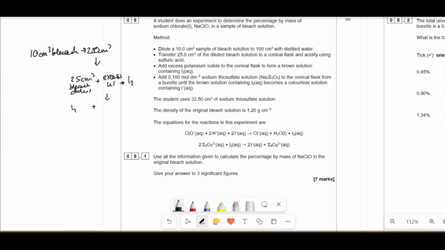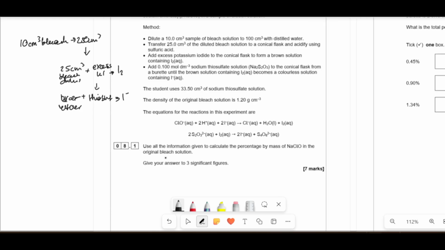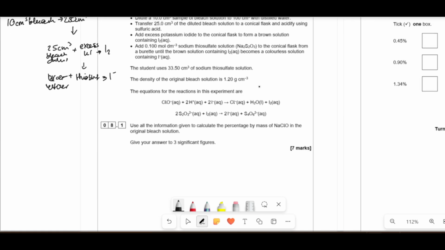So the excess leftover, plus the thiosulfate, eventually makes it go colorless, and there's only I- left. Fine. The reason I say that is because you can then figure out how you're going to get back up. So here, it says use all the information given to work out the mass of the NaClO in the original bleach solution. We're going to have to work backwards. Don't work out moles blindly. Think about what's going on.